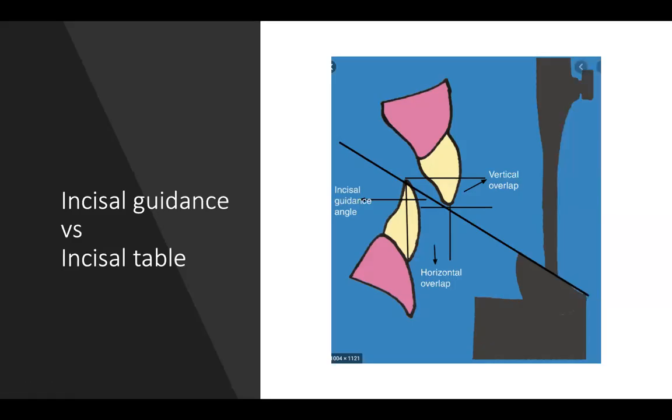Okay, incisal guidance is in fact the influence of the palatal surfaces of the upper central incisor or upper anterior teeth when they contact the incisal edge of the lower anterior teeth. It is going to direct the movement of the mandible. So it is going to provide a guidance for the movement of the mandible. That is why it is known as incisal guidance.